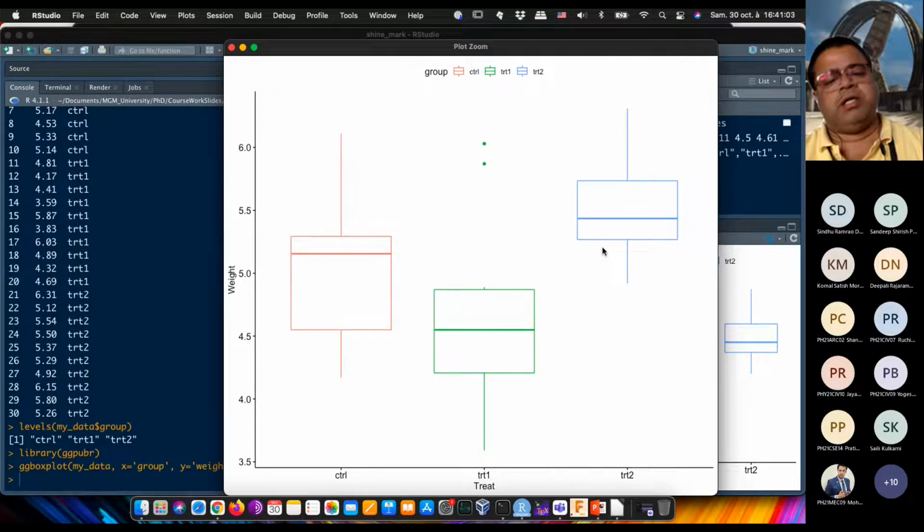But are they different from each other? That is what I'm going to investigate. Okay. So how do I investigate? I can investigate using my ANOVA.